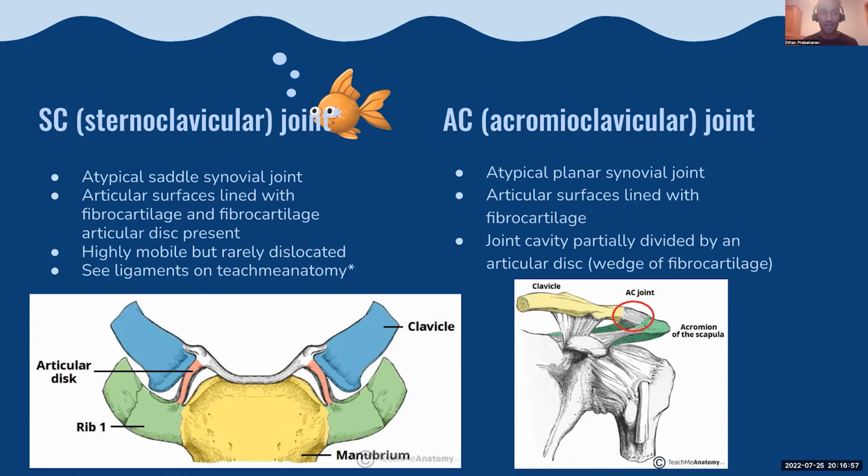This SC joint is highly mobile. It permits some of the mobility of the arm and is actually rarely dislocated. So it's one of the exceptions. And there's a bunch of ligaments that support it, which you can find on Teach Me Anatomy. I don't think they're super important. The real thing that you need to know is that it's an atypical saddle synovial joint, and it's atypical because there's fibrocartilage coating the surfaces of the bone. The AC joint is an atypical planar synovial joint. Again, it's atypical because the surfaces are lined with fibrocartilage, and the joint cavity is partially divided by an articular disc as well, which is a wedge of fibrocartilage.